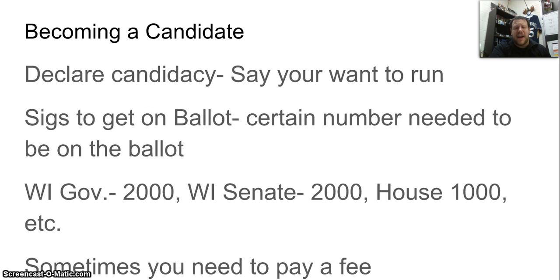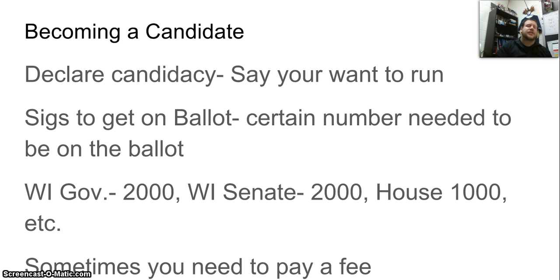So, first off, to become a candidate, every single state is different in how you declare your candidacy. Obviously, you say you want to run, but typically you have to get signatures to get on the ballot. You have to get a petition signed, if you will, to get on the ballot in every single state. So every single presidential candidate who's out there had to have people in every single state collecting signatures for them to be on the ballot.